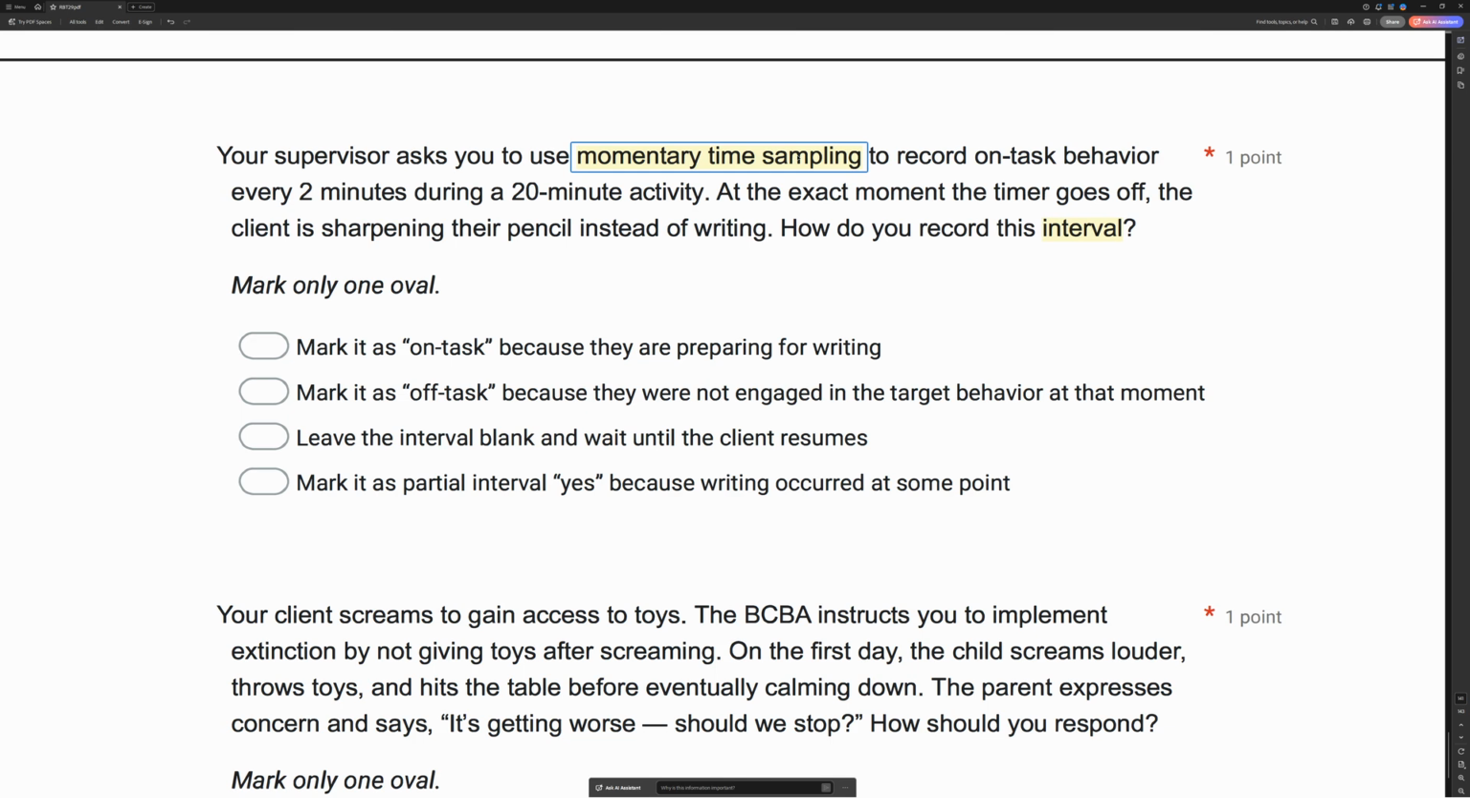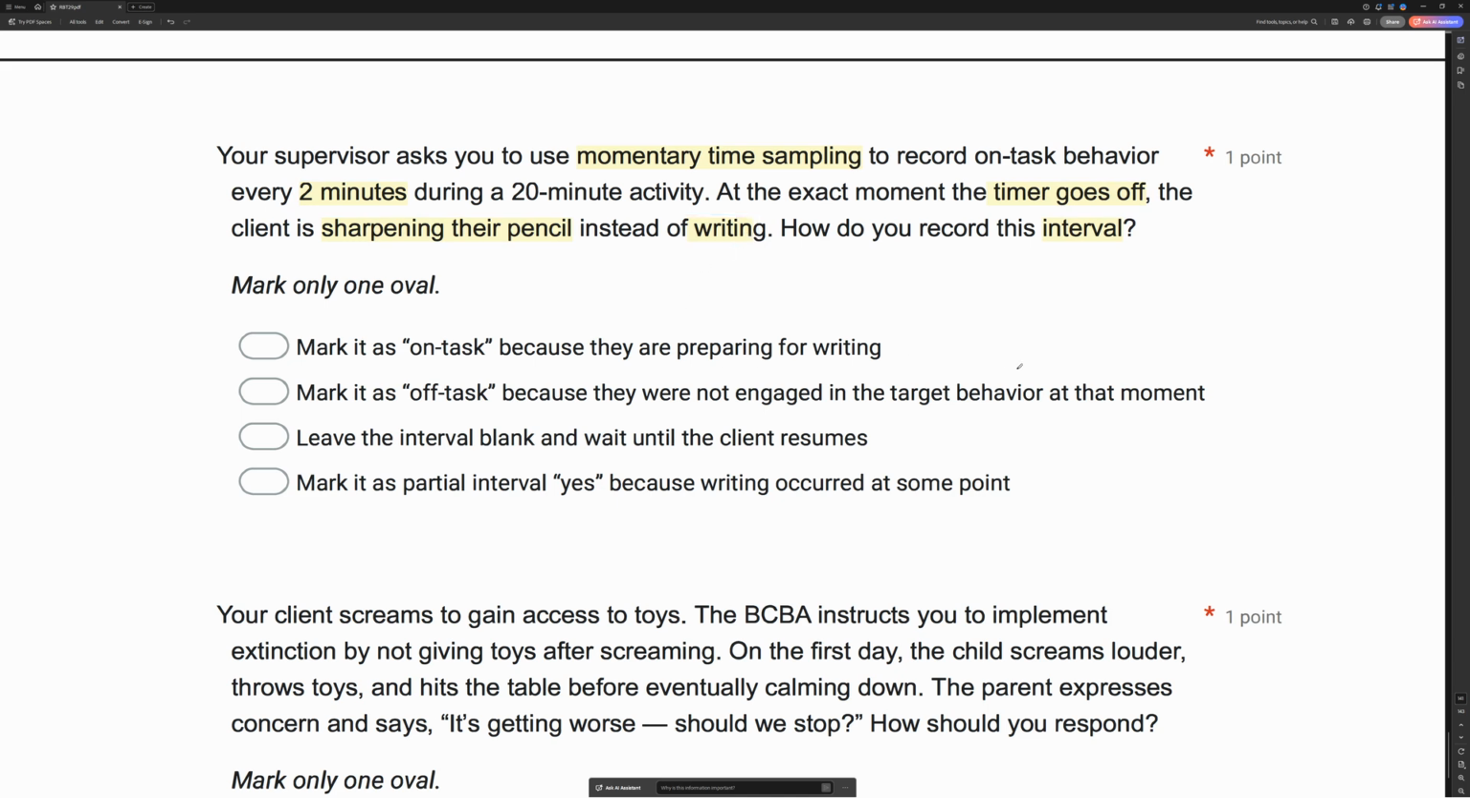With momentary time sampling, when are we checking on the behavior? Well, we're checking on the behavior as soon as the interval is over. So the moment the interval is over, we check. So if the intervals are 2 minutes, then at the end of every 2 minutes, we're going to look up and record on-task behavior. This time, the timer goes off, and what happens? The client is sharpening pencils instead of writing. So they aren't on task, they're sharpening their pencil. How would you record that interval?